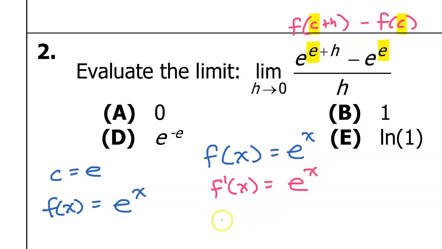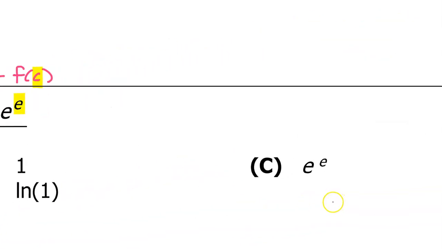But now we want to evaluate f prime at c. So in this case, that means we want to evaluate f prime at e, because that's what this limit really means. So we're just going to plug in e. So that would give us e to the e power. And that's it, guys. The answer should be e to the e power. And so that is option C.